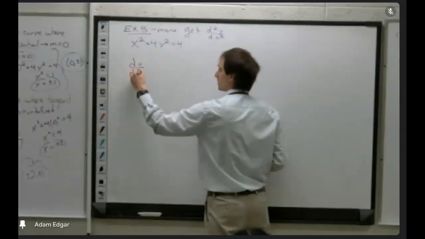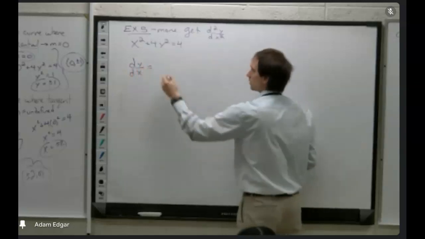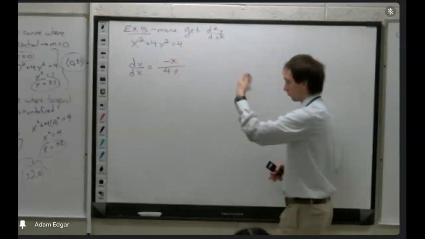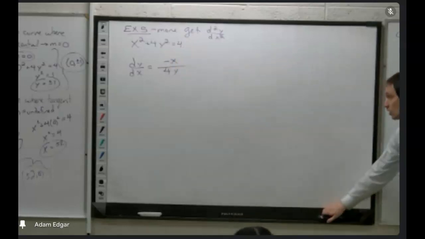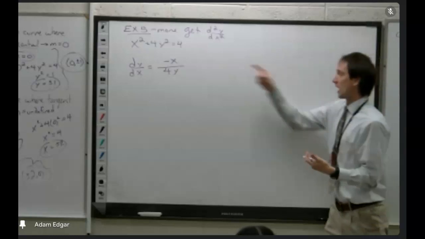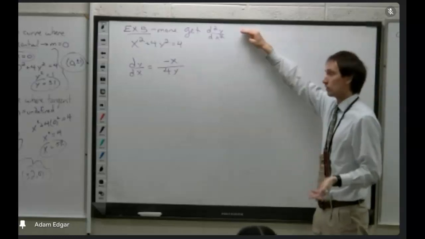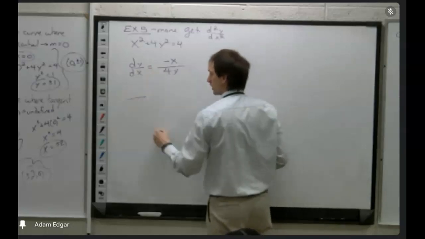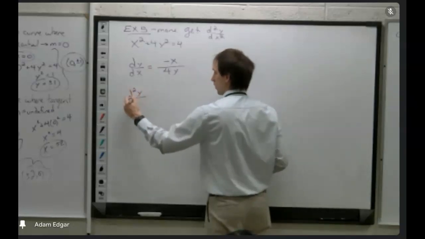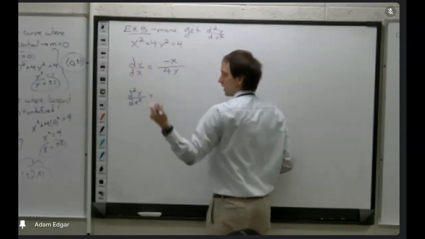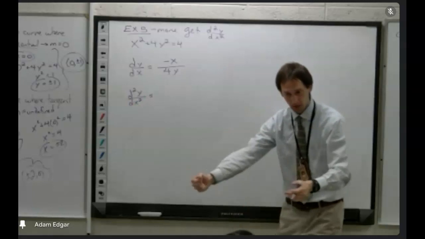What's dy dx equal? Negative x over 4y. So there's no reason to redo that. We already found it. So now we just pick up where we left off and get this guy's derivative to get to the second derivative. So when we differentiate dy dx, we get the second derivative, d squared y over dx squared. So differentiate the left side, and boom, you've got your second derivative. Done with the left side.